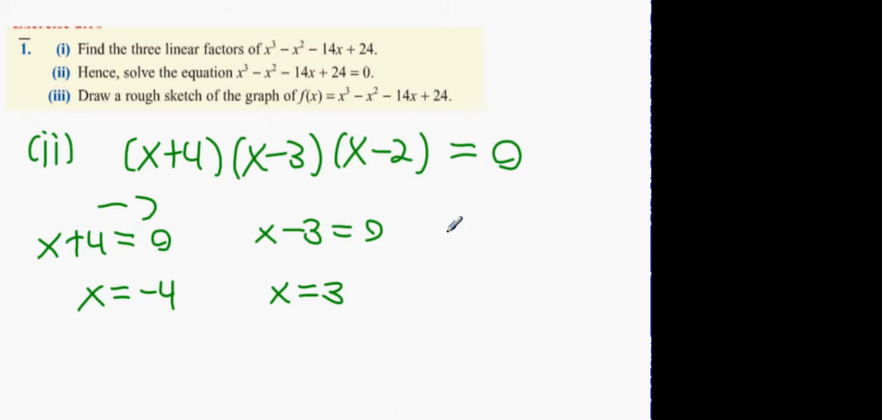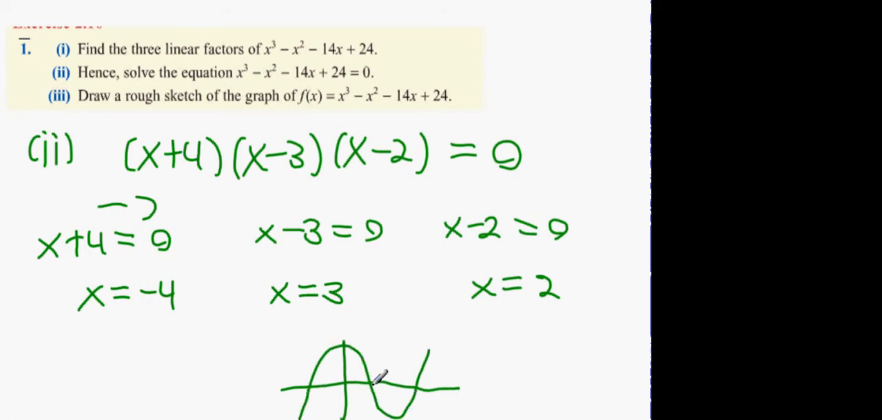Because x is a variable, as in it changes its value according to what you put in, that's why we have 3 different values, okay? Now remember what roots means. This means where it's going to cross the axis. It crosses at 2, 3, and minus 4.